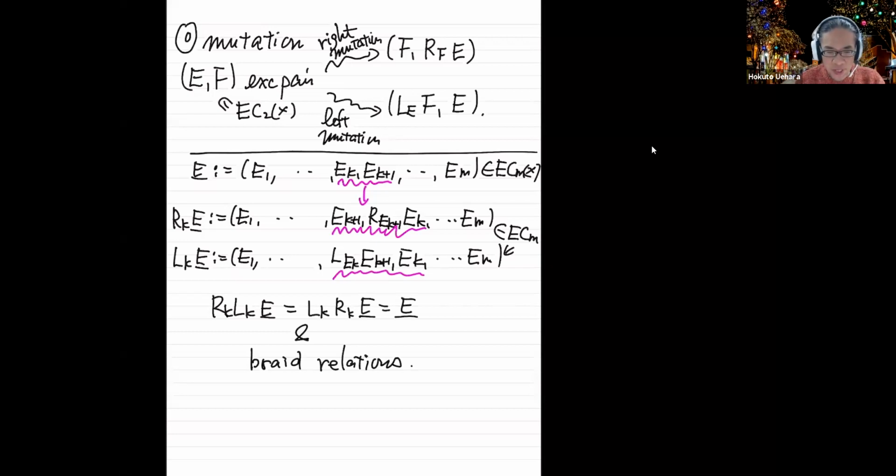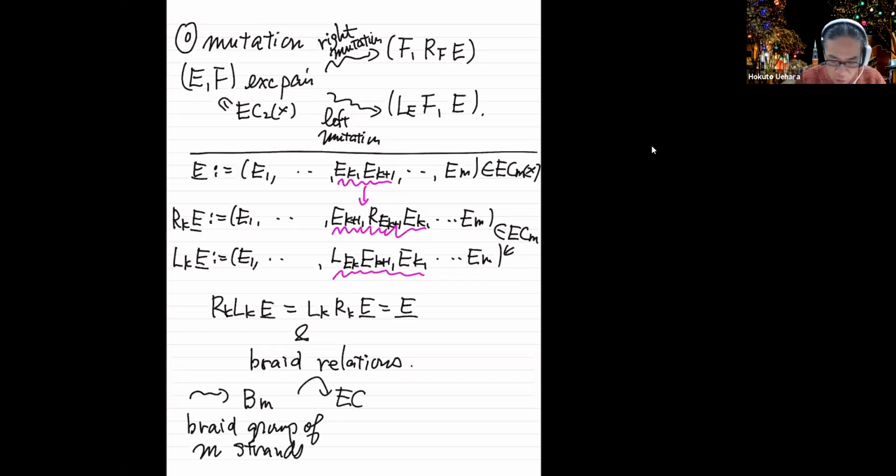So I mean, the braid group of M strands acts on the set of exceptional collections of length M, and also on the set of full exceptional collections of length M, because the property of being full is preserved under the mutation. Okay.